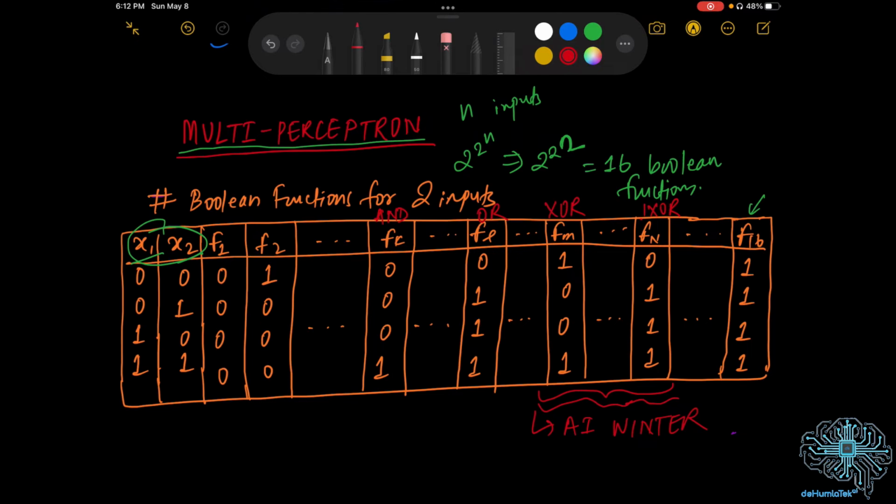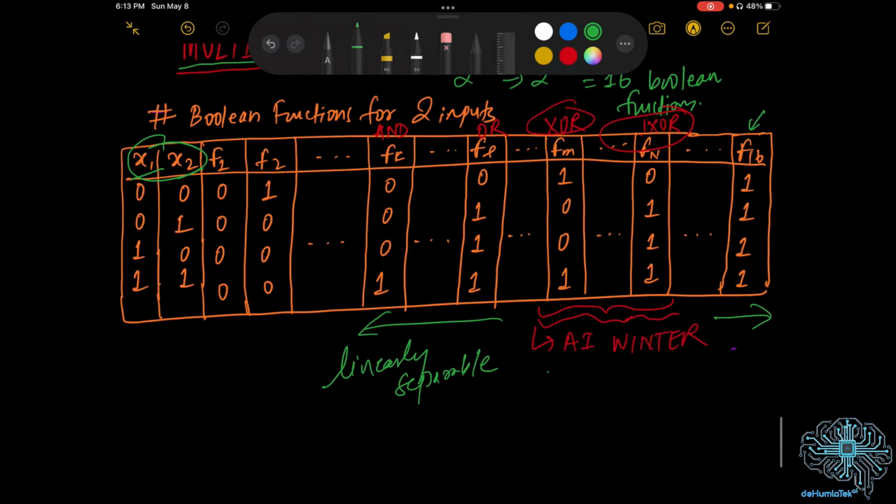The reason is that these two functions are not linearly separable, so a single perceptron is not able to work for these two gates. Whereas if we look at the other Boolean functions, all are linearly separable. That's why even a single perceptron is able to work fine with them. So these are the two Boolean functions which are non-linear.